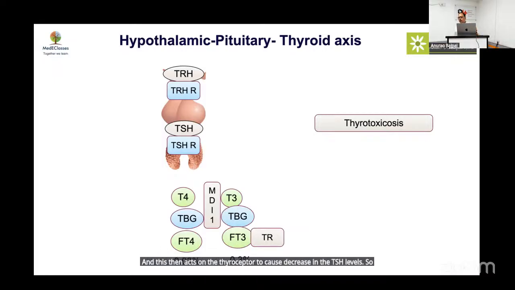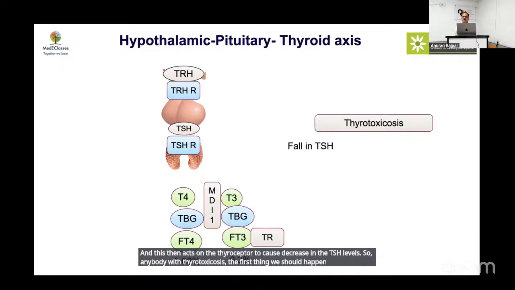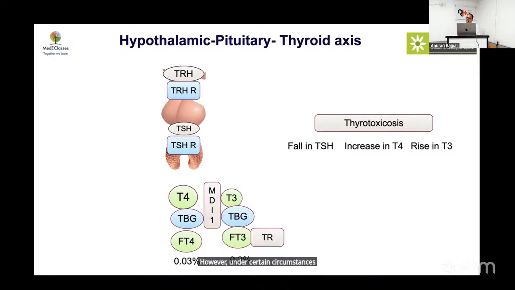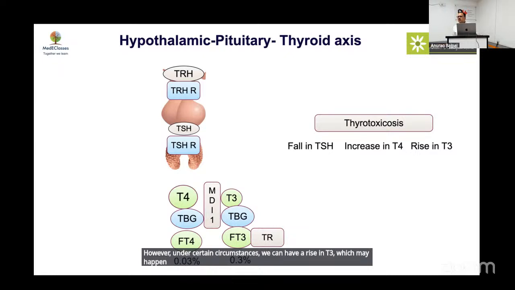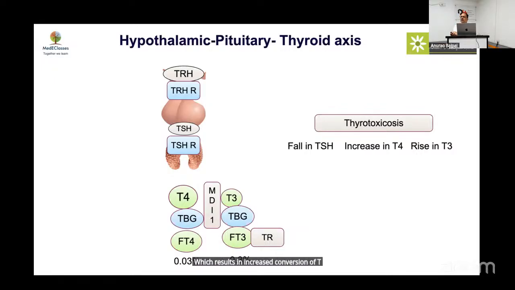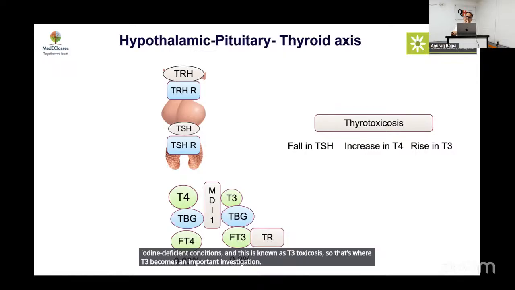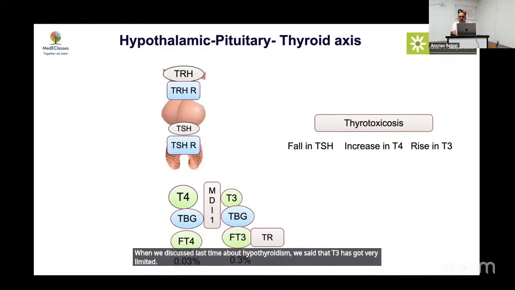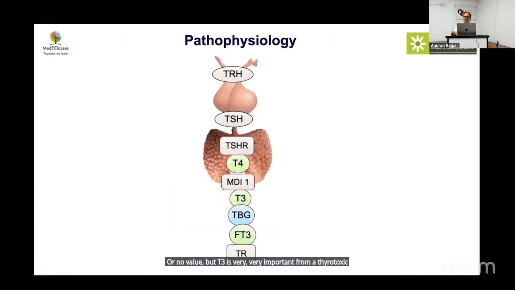So in anybody with thyrotoxicosis, the first thing which should happen is a decline in TSH, followed by a rise in T4, which is the second thing that should happen, and finally T3 will rise. However, under certain circumstances, we can have a rise in T3 because of increased activity of monodeiodinase, which results in increased conversion of T4 to T3, especially in iodine deficient conditions, and this is known as T3 toxicosis. So that's why T3 becomes the important investigation. When we discussed hypothyroidism last time, we said that T3 has very limited or no value, but T3 is very, very important from a thyrotoxicosis perspective.